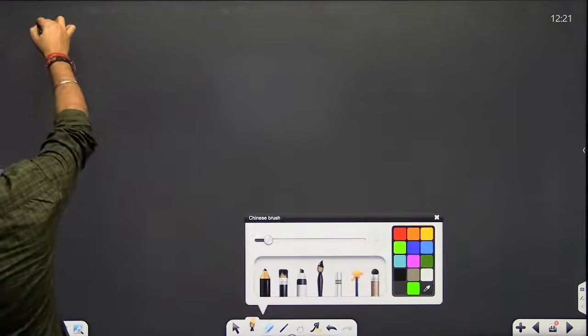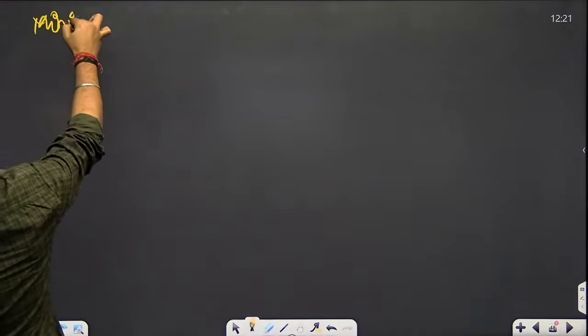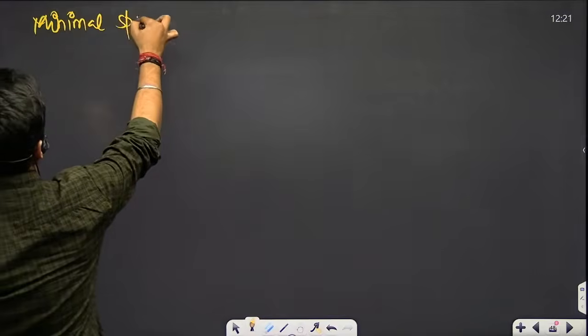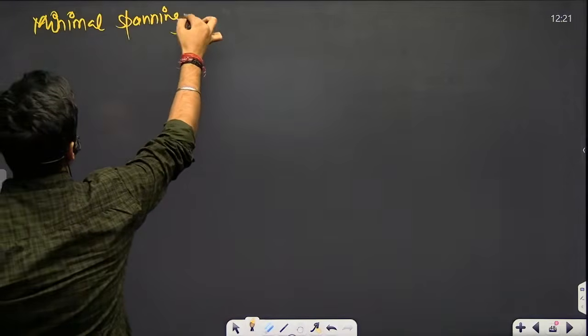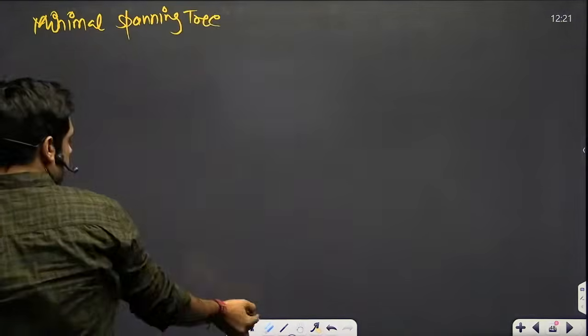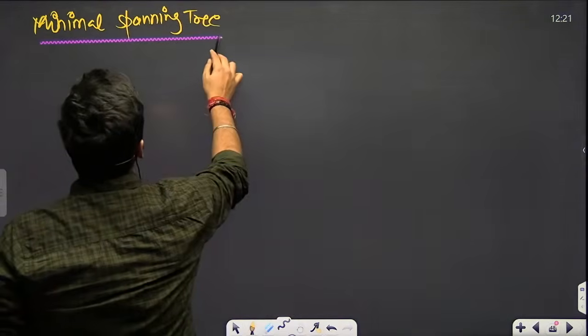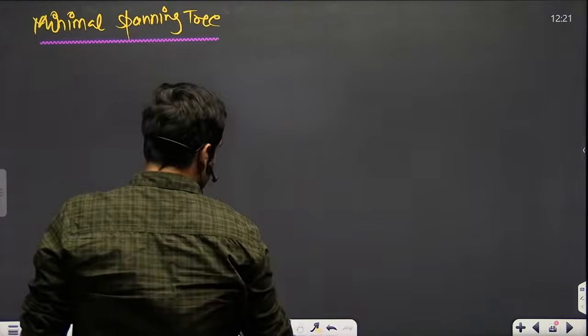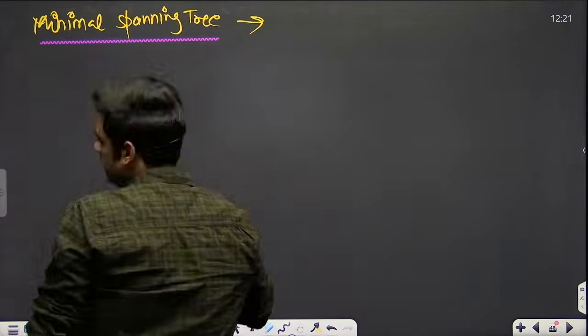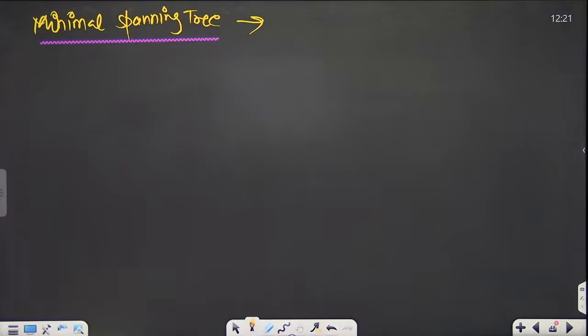Okay, what we have to do is create a minimal spanning tree. Okay, let's go. Now what is a minimal spanning tree? See, there are certain rules of creating a minimal spanning tree. It is based on the dissimilarity matrix by using Kruskal's algorithm.